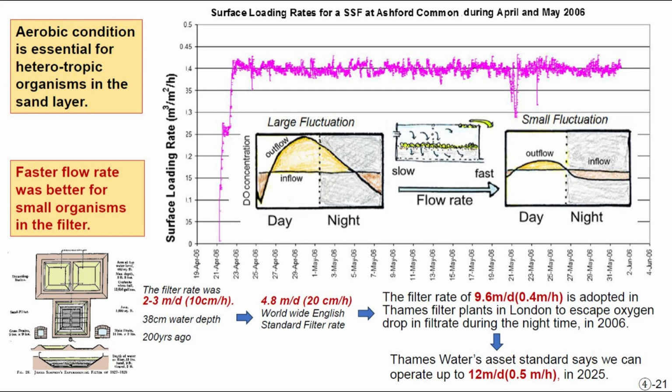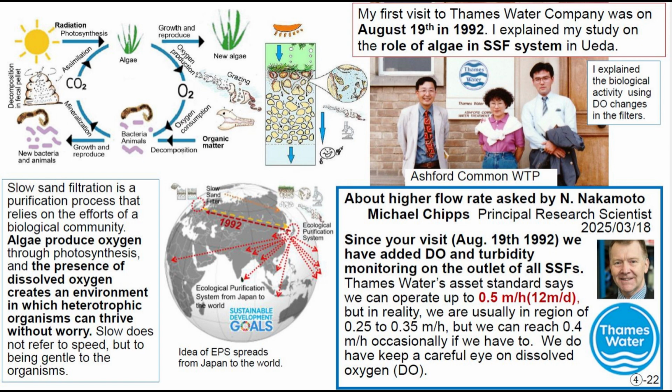Aerobic condition is essential for heterotrophic organisms in the sand layer. Faster flow rate was better for small organisms in the filter. My first visit to Thames Water Company was in August 1992. I explained my study on the role of algae in SSF in Ueda. I examined the biological activity using dissolved oxygen changes in the filters. After my visit, Thames scientists started to monitor the DO change in every Thames filter. And they concluded the faster filter rate is better than the slow filter rate.